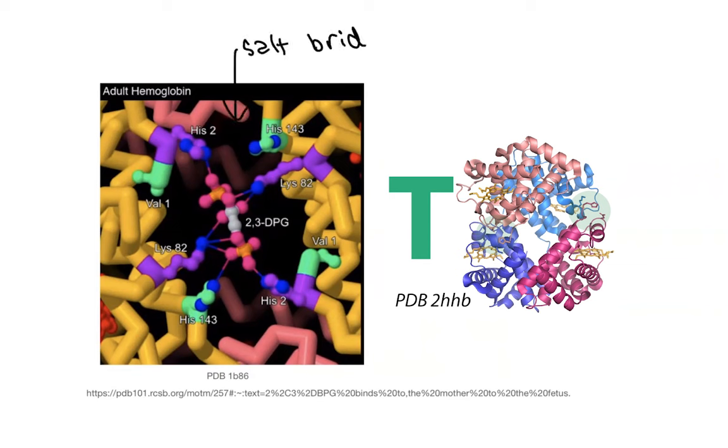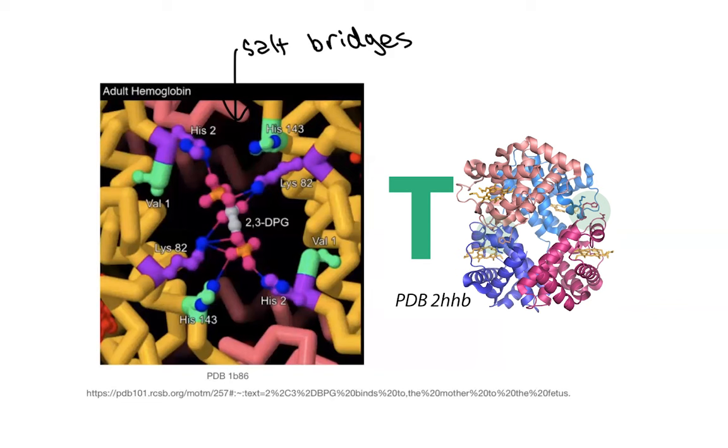So 2,3-BPG, those phosphate groups are going to be negatively charged. In the pocket, in its binding site, you have histidines, you have lysines. What do we call these? Yeah, those are our basic amino acids, the positively charged ones. And so they're going to be able to make these salt bridges, these ionic bonds with the phosphate groups of your 2,3-BPG. And this is going to hold it nice in there.